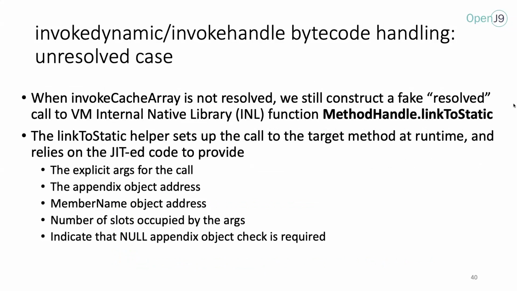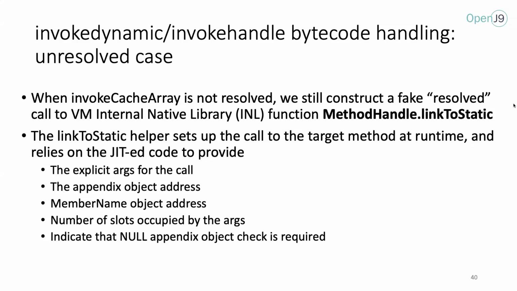However, when that invoke cache entry is not resolved, we still construct a fake resolved method to MethodHandle.linkToStatic. This is a VM internal native library function, and dispatching into it means transitioning to the VM to handle that. So the linkToStatic helper at runtime sets up the call to the target method.